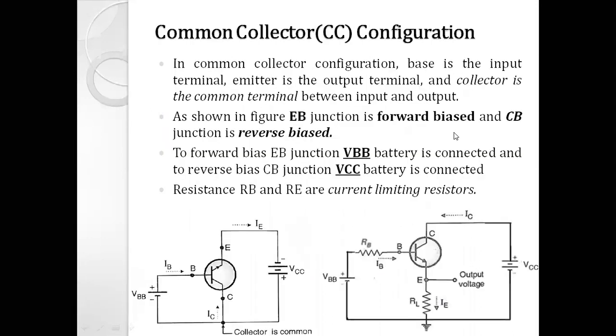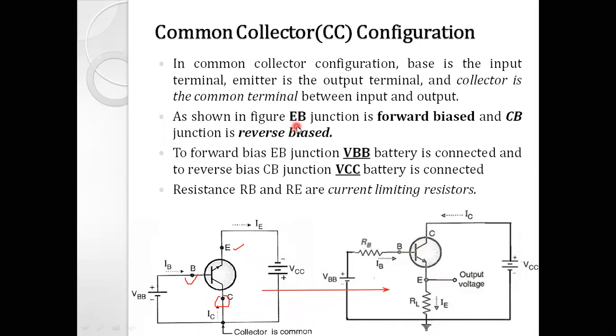Moving ahead, common collector configuration. Here the diagram is shown for the common collector. You can see that the collector terminal is common between the input base terminal and the output emitter terminal, right? This circuit can be redrawn like this, where emitter is the output terminal, base is the input terminal, and the collector is common between the emitter and the base terminal, right?